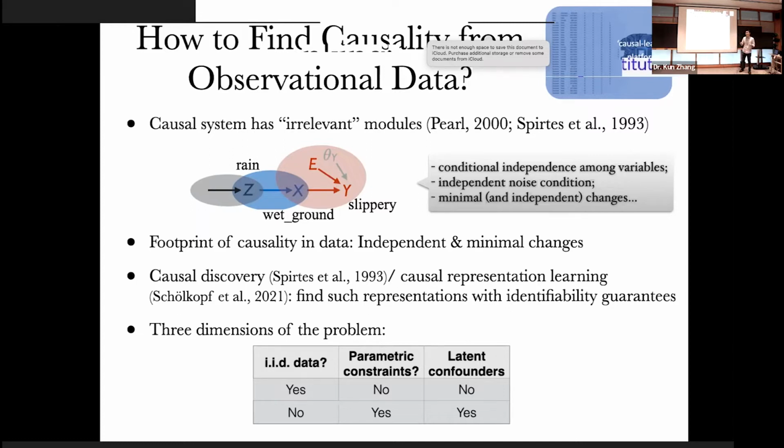By guarantees, I mean you can show that this is the only solution. This is the unique solution, right? Okay, now let me just address those issues one by one.